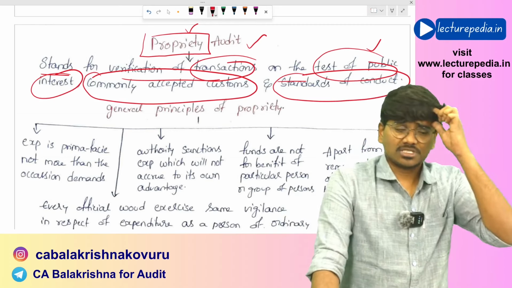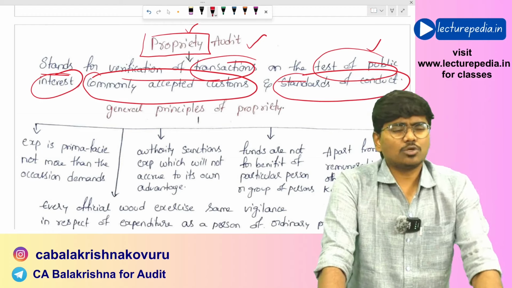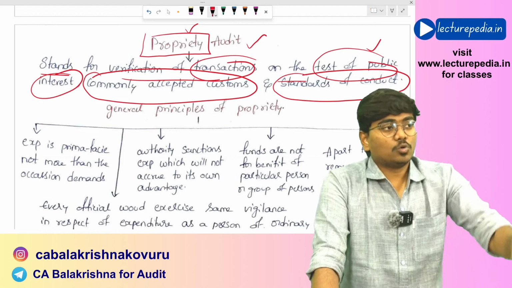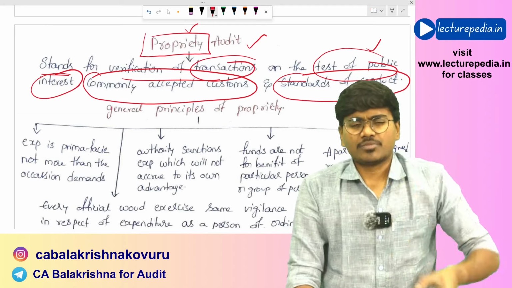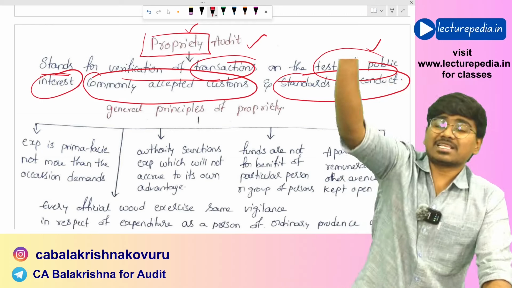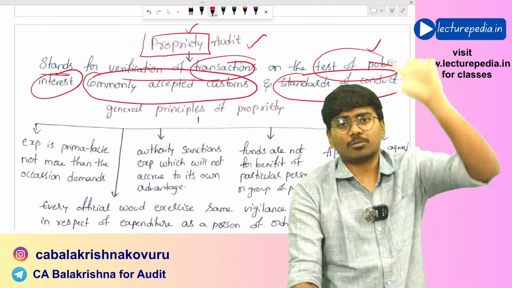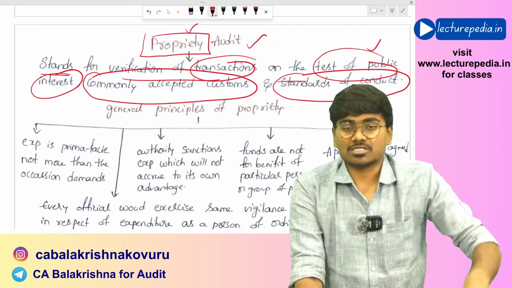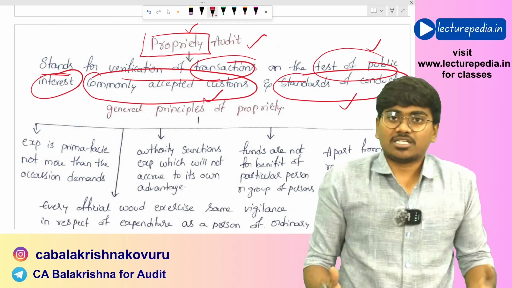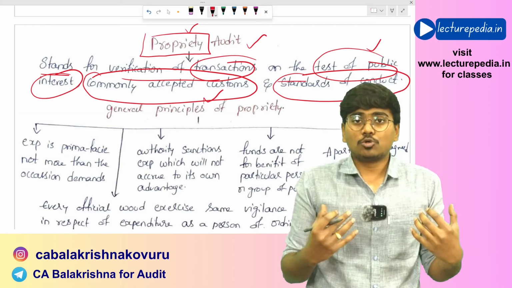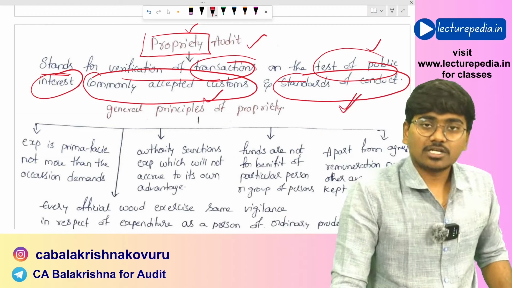Let's say you wanted to purchase certain material. Now a particular vendor is selling that material for 1 lakh rupees. The same material is being sold by another vendor for 2 lakh rupees. Now tell me, from whom will you buy the material? Obviously from the person who is selling it at lower cost. So this is known as a commonly accepted custom or standard of conduct. Okay, how a normal human being will behave in a particular situation, that is known as standard of conduct.